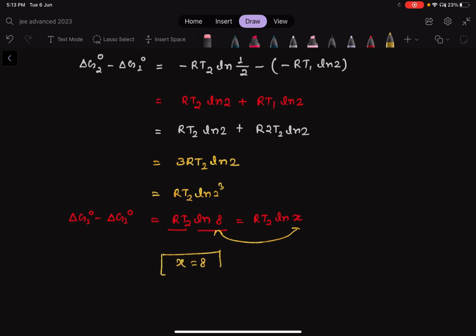So that's it. This is the question, and the crucial equation that we are using here is delta G naught is equal to minus RT ln K. For gaseous things, we are taking K as Kp.